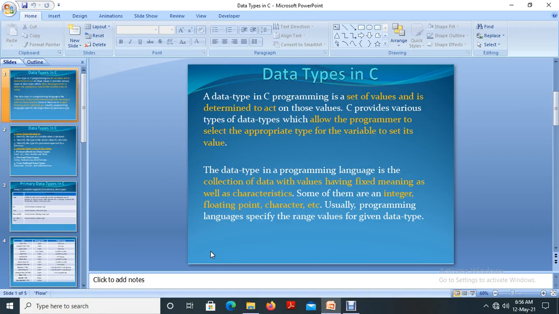Okay, that's all about the data types, and in the next classes I will explain with programs for you to understand the usage of data types in C programming.